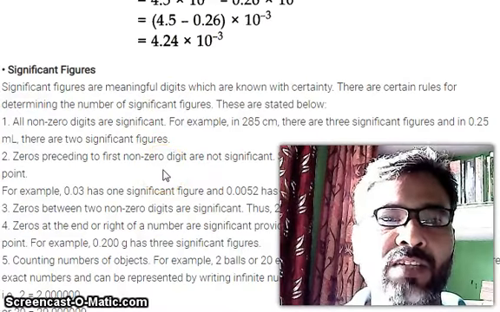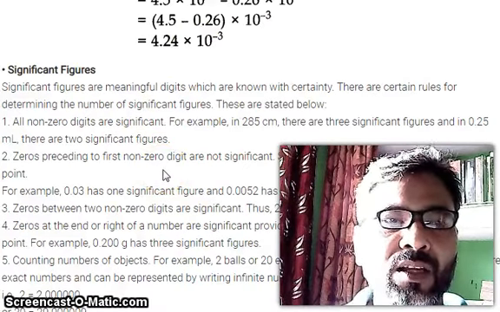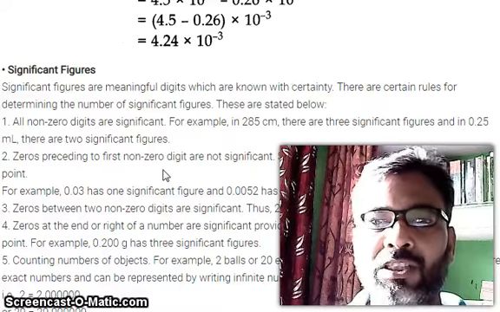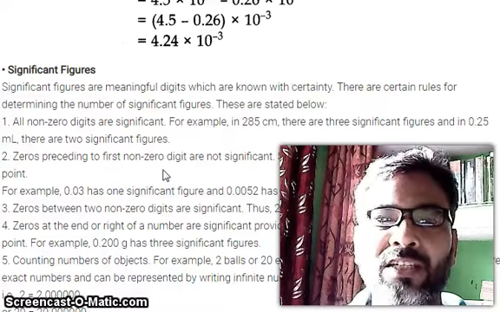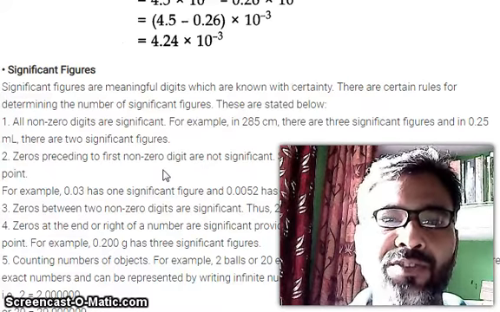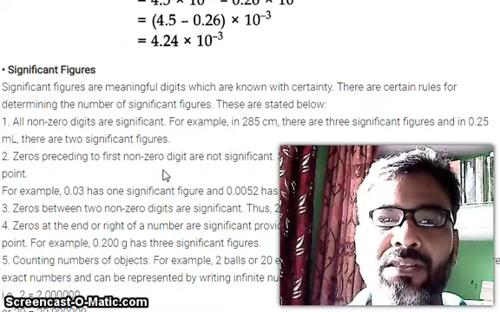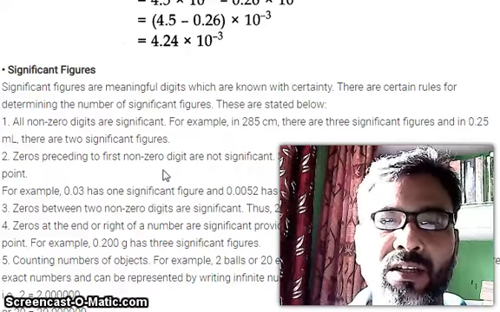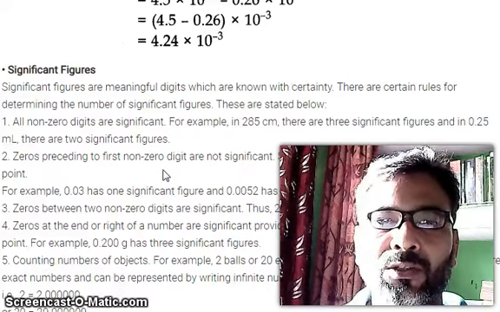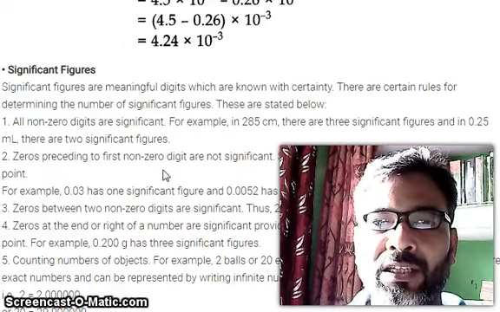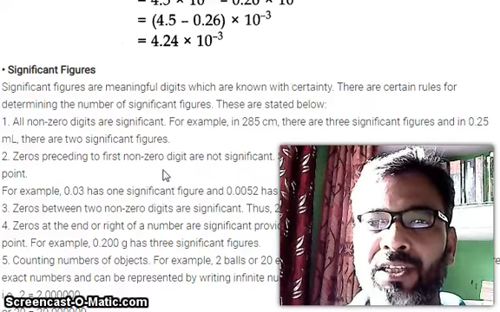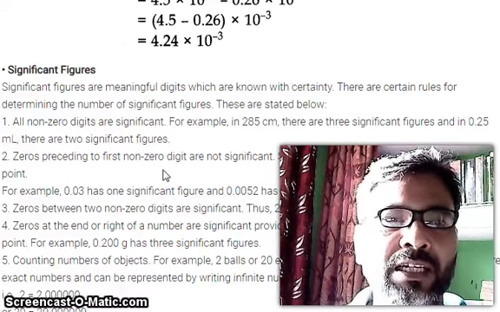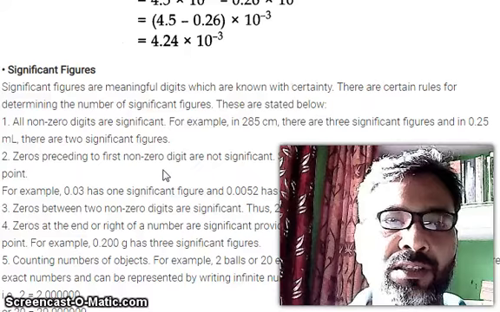Now, what are significant figures? Significant figures are meaningful digits which are known with certainty. There are certain rules for determining the number of significant figures, and these are stated below. All non-zero digits are significant. For example, in 285 centimeter there are 3 significant figures, and in 0.25 milliliter there are 2 significant figures.